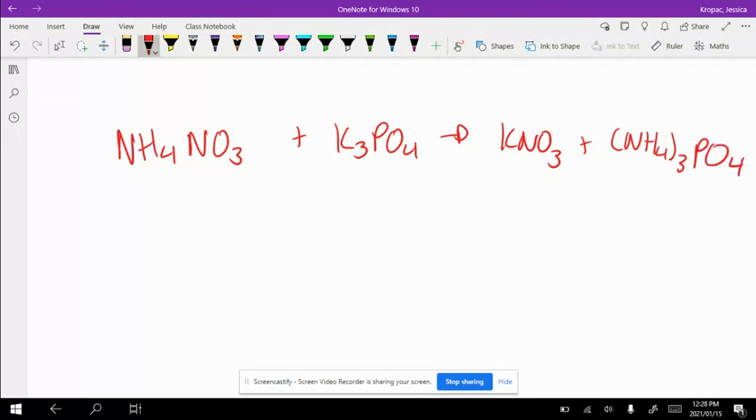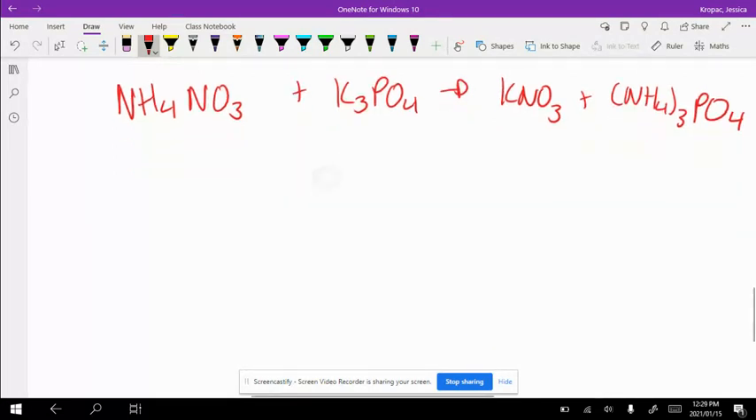So all I've done is I've copied out my chemical reaction just as I saw it, and I'm going to go ahead and count what's on the left and what's on the right. So on the left, I have nitrogen, hydrogen, oxygen, potassium, and phosphorus. So I can see nitrogen, hydrogen, oxygen, potassium, and phosphorus.